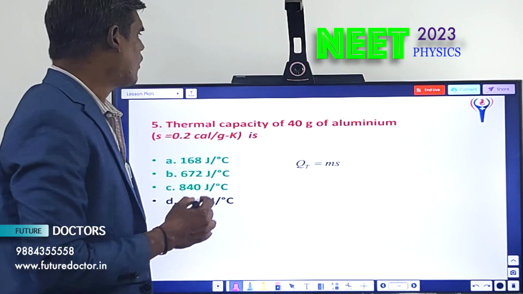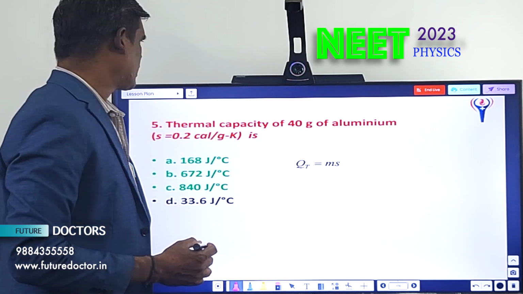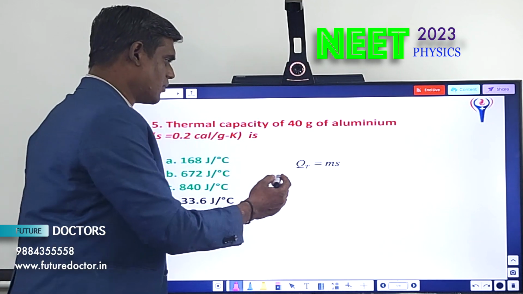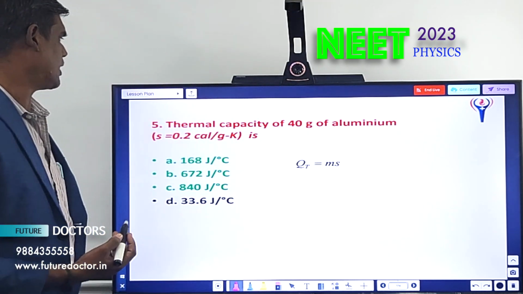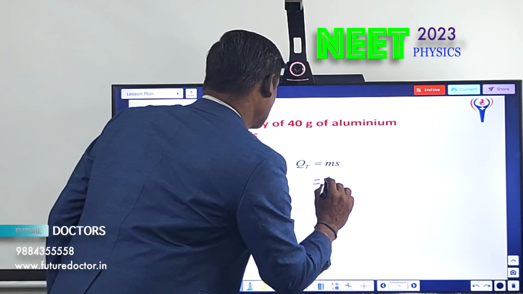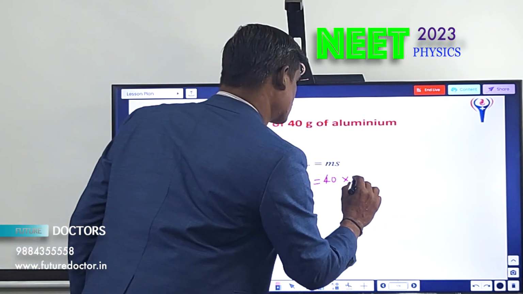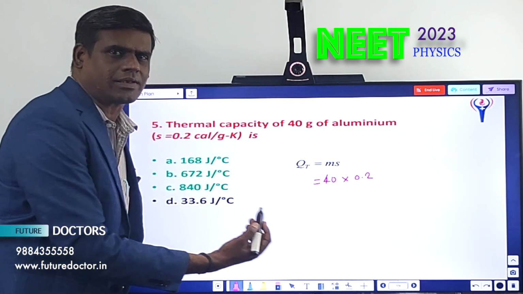Thermal capacity of 40 gram of aluminium, with S equal to 0.2 calorie per gram into Kelvin, is given. You want to find the thermal capacity. Formula: thermal capacity equals m into S, where m is the mass and S is the specific heat capacity. Then m is the mass, 40 gram, into S, 0.2 per gram per Kelvin. Gram and gram get cancelled.